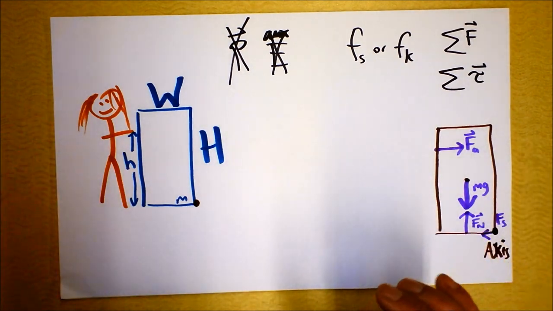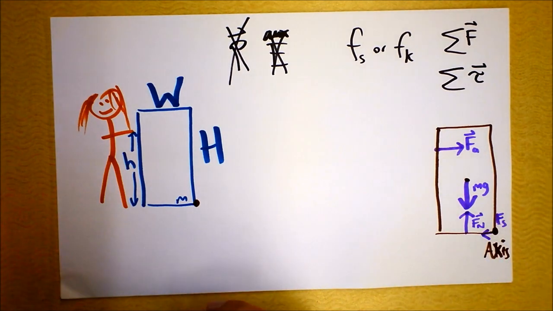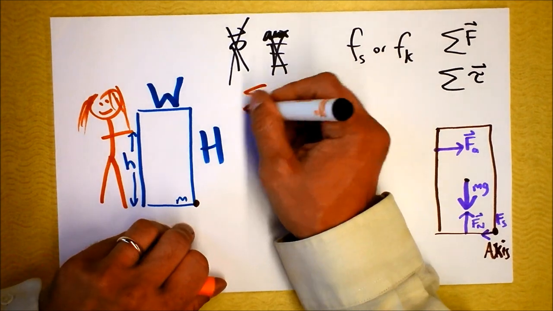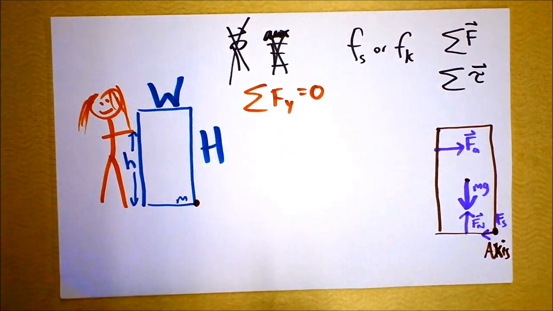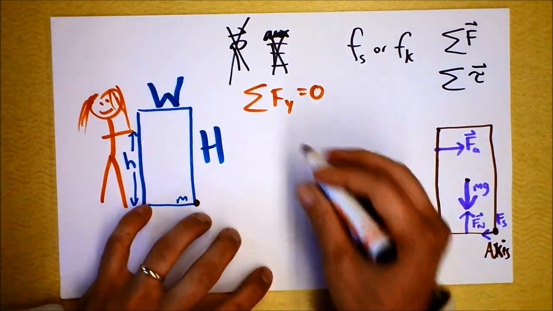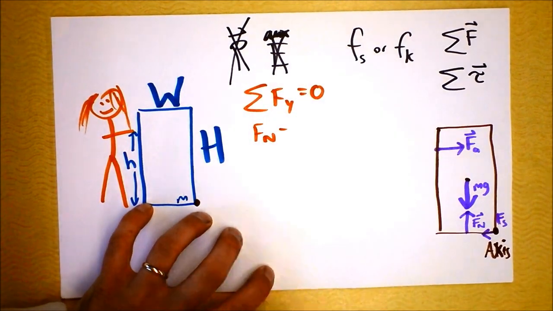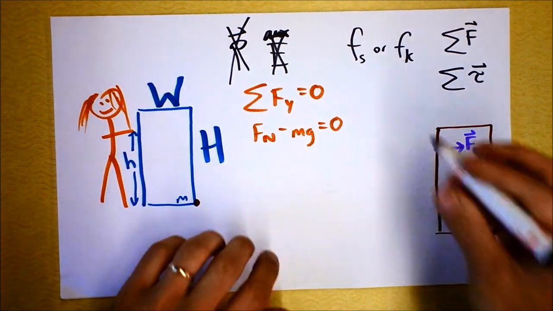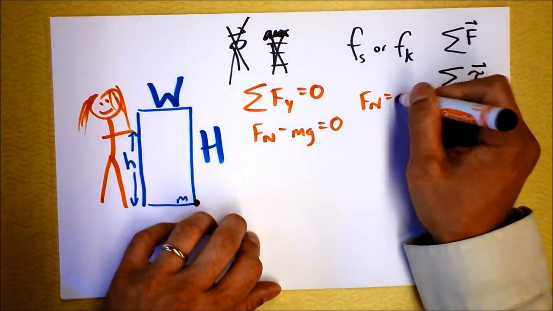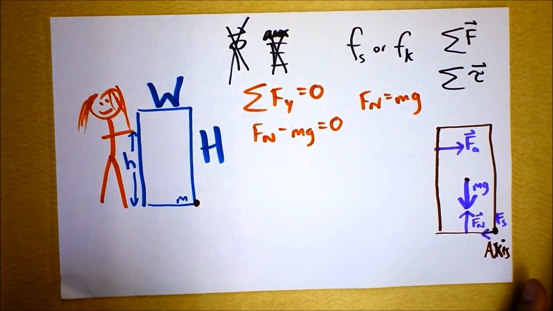My first conclusion is that this box is not going up or down. So I'm gonna write down that the net force in the y direction is zero. So let's see, forces in the y direction include the normal force and mg the other way. So I can say then that the normal force is mg. Okay, great. That started off slow for us.